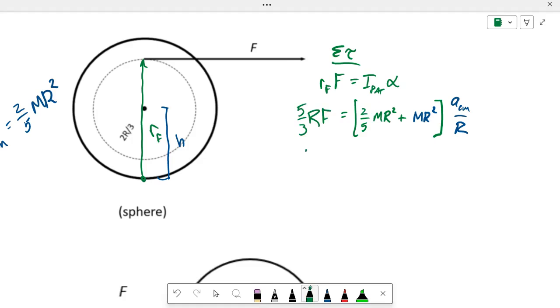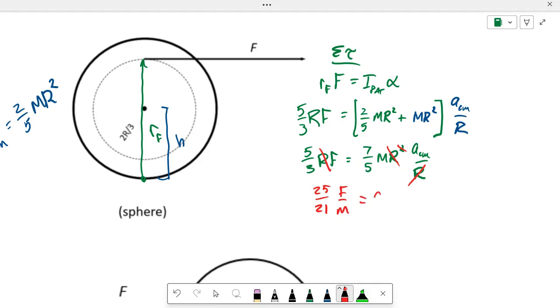Okay, so let's see. 5/3 RF is 7/5 mr squared ACM over R. All those cancel. Looks like 25/21 F over M equals ACM. Well, if it's more than F over M, it means there's a friction force acting that way. You dig? My math right?